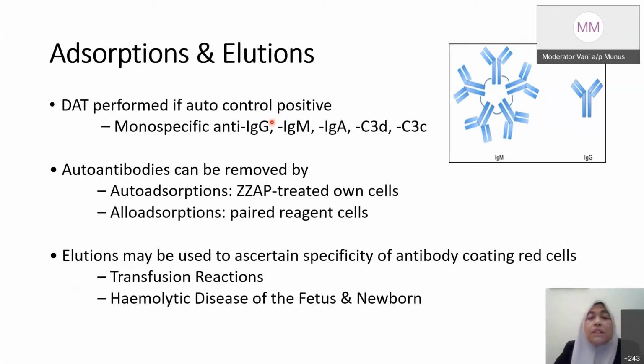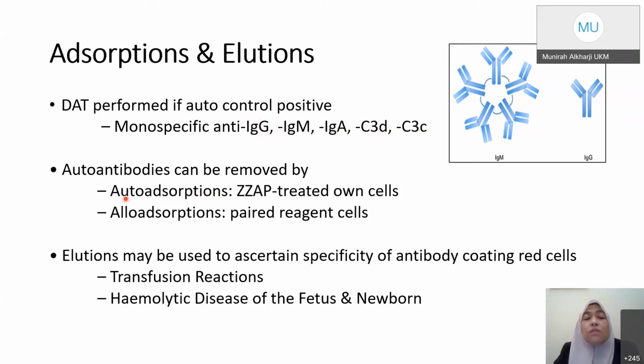So, what are adsorption and elution? We perform adsorption and elution after we get a DAT positive result. DAT means direct antiglobulin test, also known as the direct Coombs test. If the DAT is positive, we will continue with monospecific antibody testing. We want to know whether the antibody is type IgG, IgM, IgA, or complement. In our lab, we only use the gel card which consists of IgG and complement.